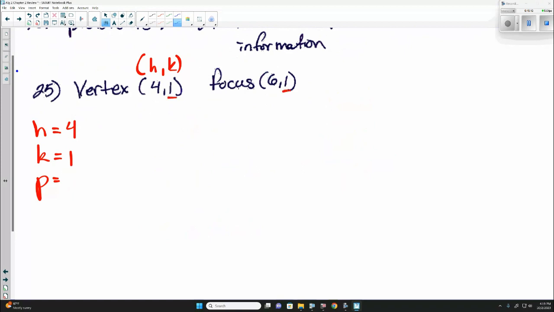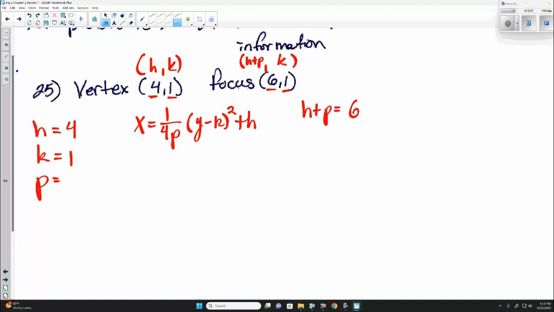Well, we can see that the y value is 1 and 1. So the value of k did not change from the vertex to the focus. We didn't add anything to it. But our other value went from 4 to 6. So we added something to our first spot. So this is similar to the last one. So we have 1 over 4 times p times y minus k squared plus h. It also told us that h plus p is equal to 6.